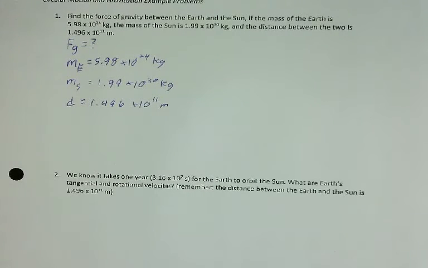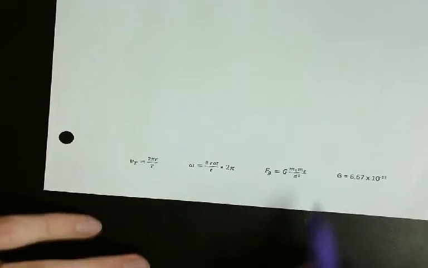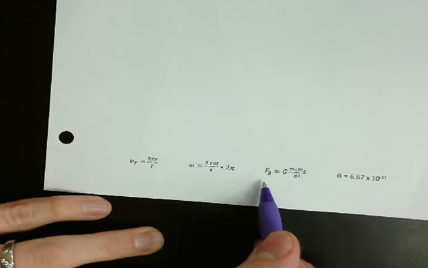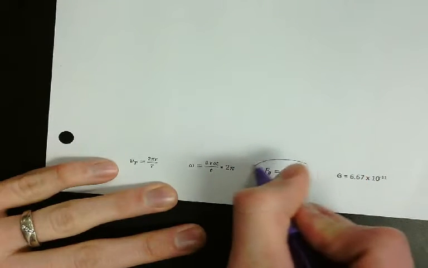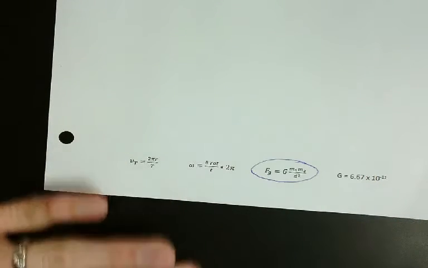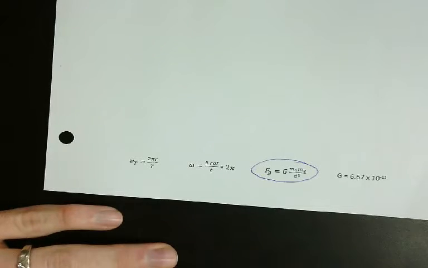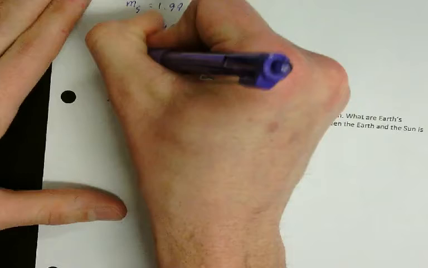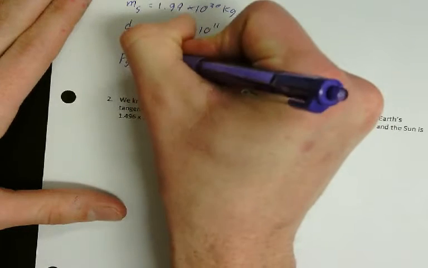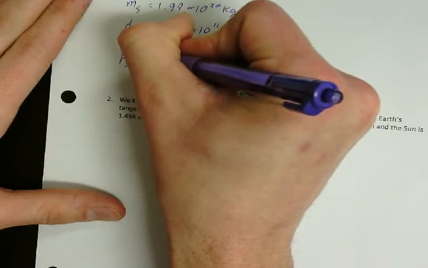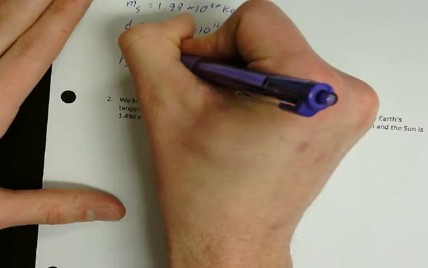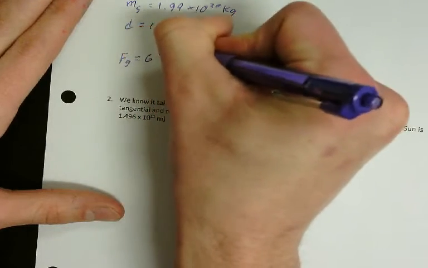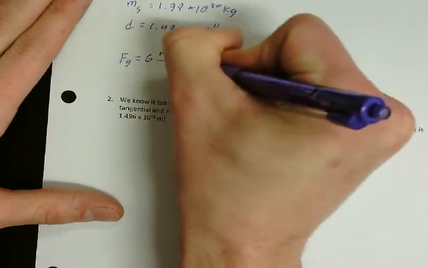So, it's a gravity problem. We're trying to figure out how gravity works. Last time when we did the notes, we saw that the equation for solving for gravity, as far as just how strong it is, is this equation here. So we're just going to plug those numbers in here. So Fg equals big G m1 m2 over d squared.